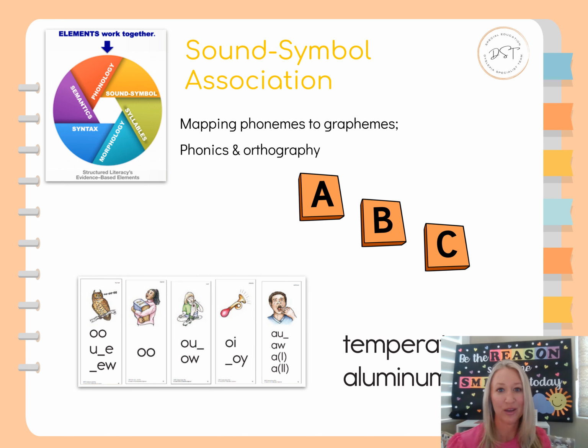The next element is sound symbol association. Now in our English language, we use an alphabetic writing system, which means that each phoneme is represented with graphemes. And those graphemes are letters or letter combinations that represent those sounds. For example, think of the sound k. There are several different ways that we can spell that sound, including c, k, and ck. So sound symbol association is really looking at the way that we map phonemes to graphemes, as well as looking at phonics and orthography.